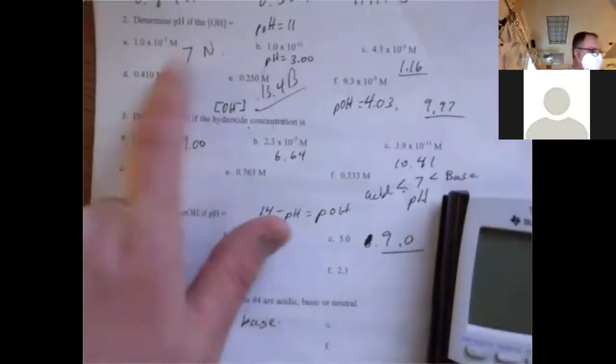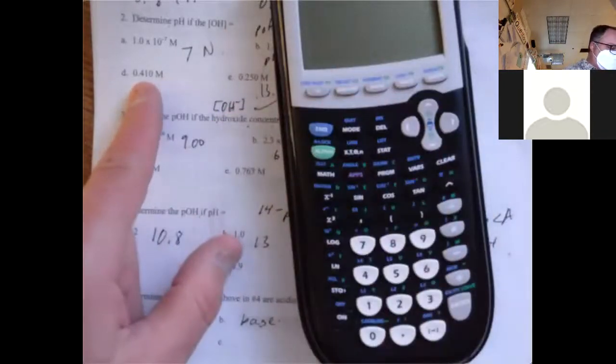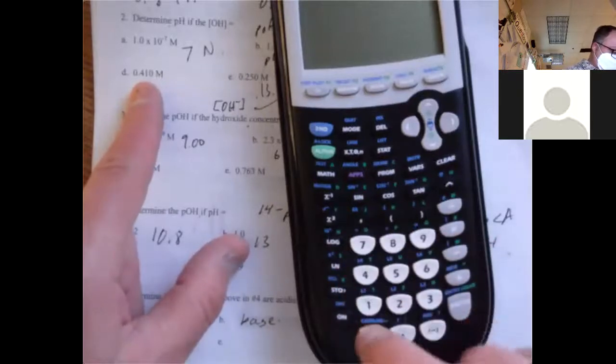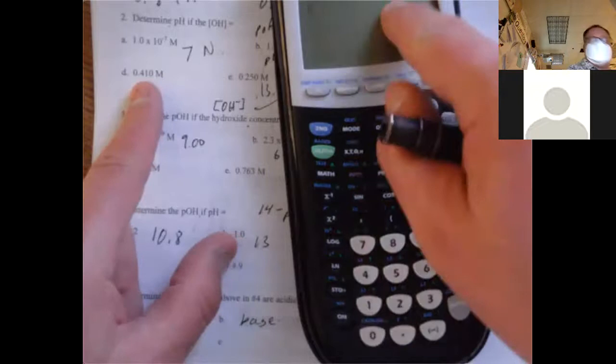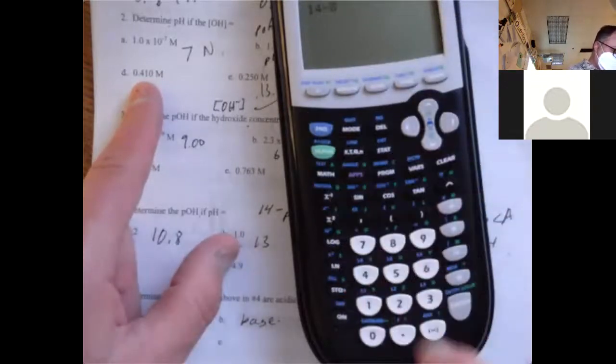All right, so you guys were to work through these guys right here. Finish these up. Let's take a look. If the OH is this, what is the pH? So we're going to go ahead first and take this, the hydroxide ion concentration. To find the pOH, we take the negative log of that. And that's the pOH. If we want to find the pH, we have to take 14 minus that.